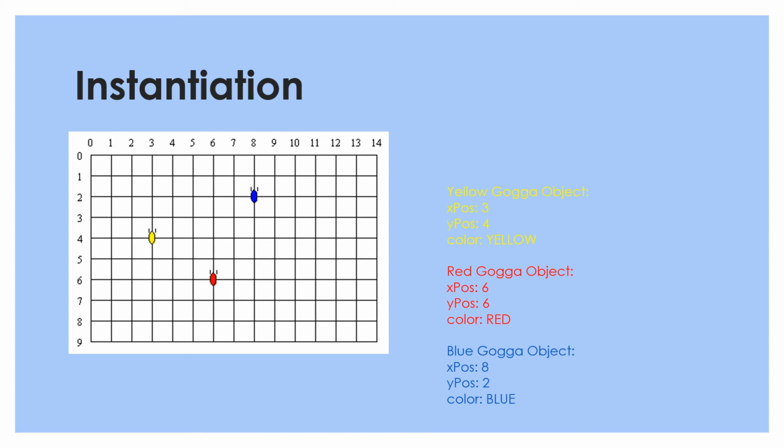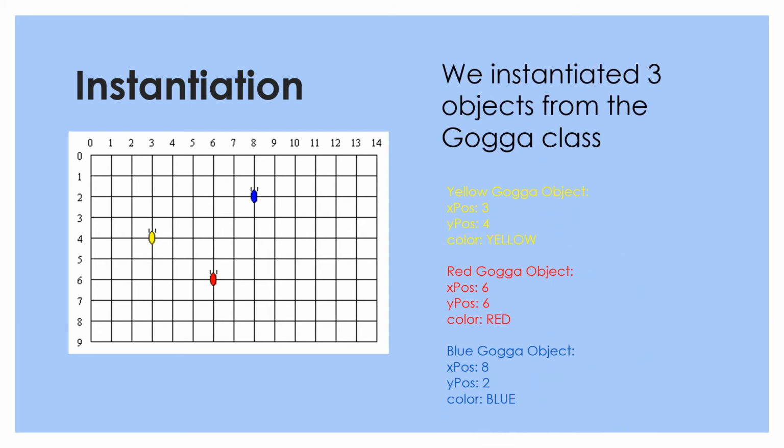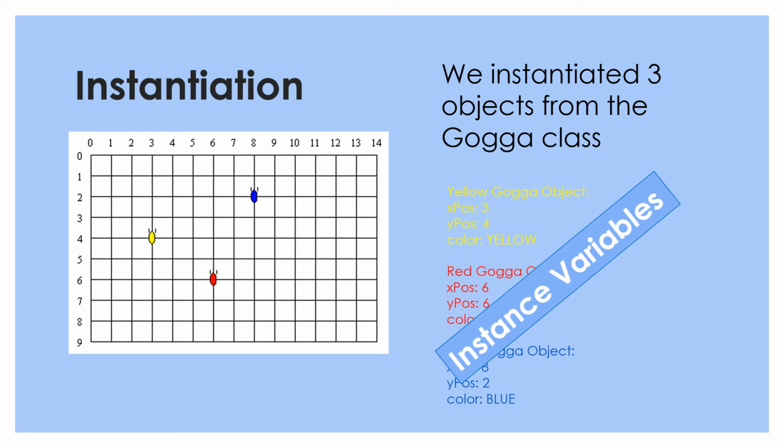There's a big word called instantiation. When we make a new object of the Hoja class or of any class, we say that we are instantiating an object. So here we have instantiated 3 objects from the Hoja class. And the fields of each object are called instance variables. So for the yellow one, xpos equals 3, ypos equals 4, color equals yellow. Those are the instance variables of the yellow object.